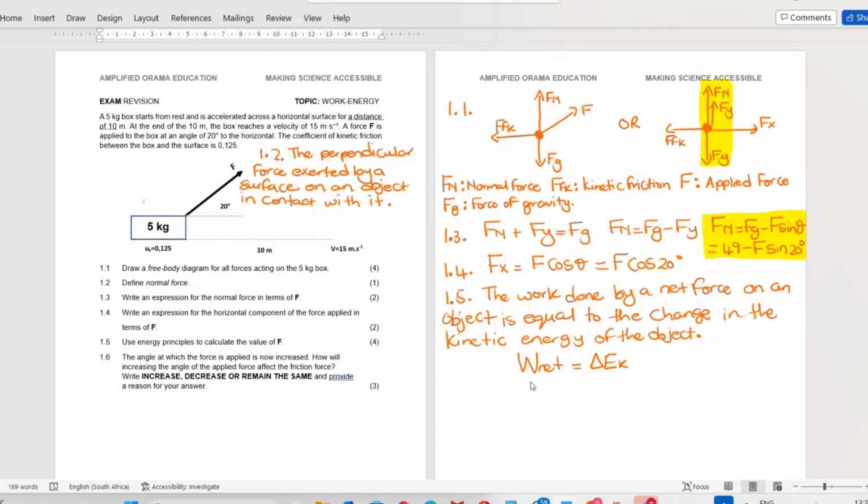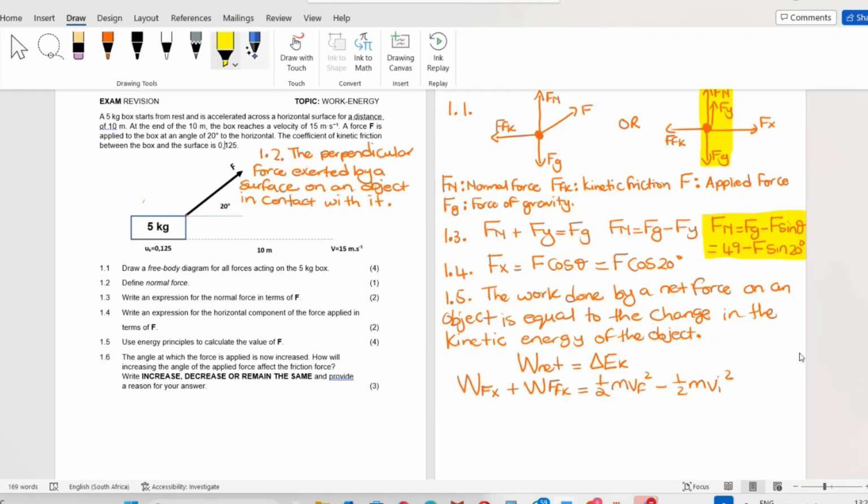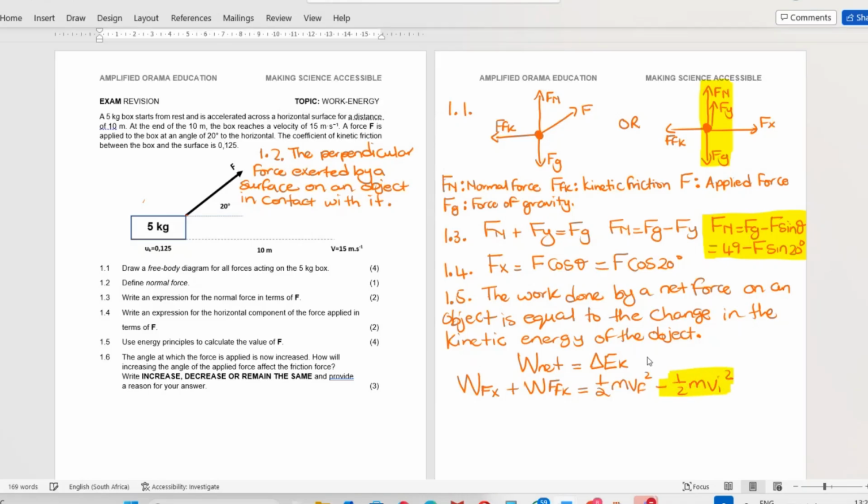kinetic energy, which would be the work done by the applied force, in this context the horizontal component, Fx, plus the work done by the frictional force, Ffk, is equal to a half m vf squared minus a half m vi squared. Now we know that the object started at rest, so we are not really interested in the initial kinetic energy, right?